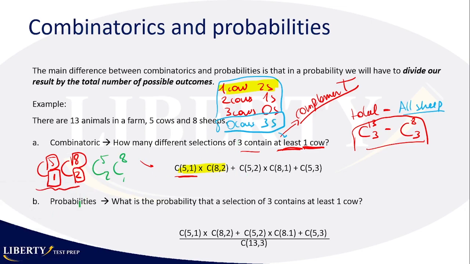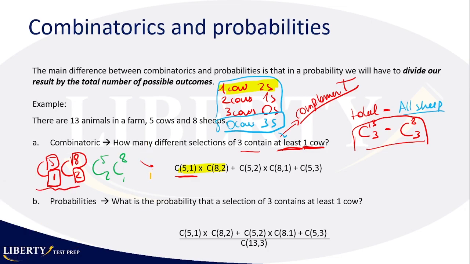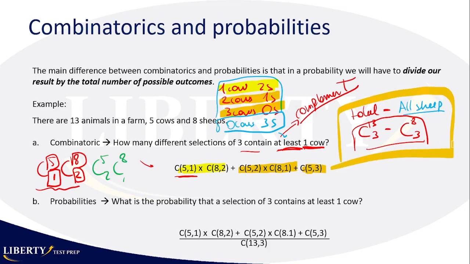Right, so you have 2 cows. Let me change colors here also. You have 2 cows out of a group of 5, selecting 2 cows out of 5 cows and selecting 1 sheep out of 8. So this whole thing stands for this one here. And then finally selecting 3 cows out of a group of 5. So that you are adding them up. But of course, in this case, the easiest route would be just to go through the complement. That's your combination.